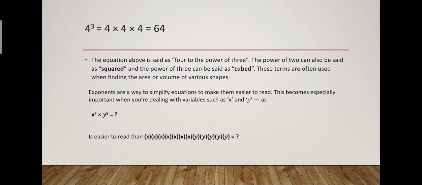Exponents are a way to simplify equations to make them easier to read. This becomes especially important when you're dealing with variables such as x and y, as x to the power of 7 times y to the power of 5 is easier to read than x times x times x times x times y times y times y.